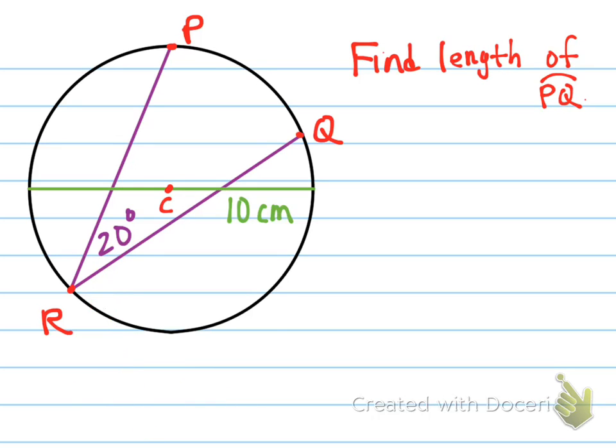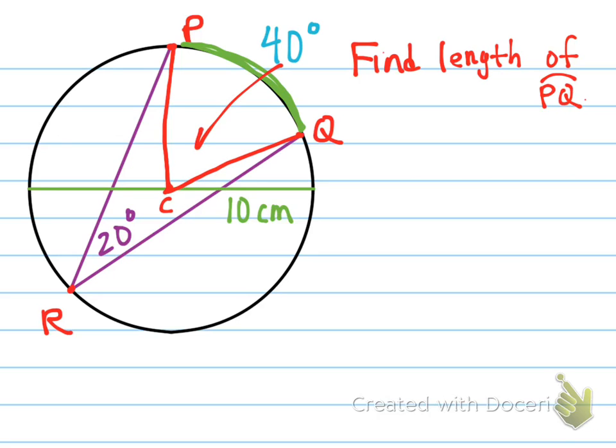A couple things we need to realize here. Arc PQ is not 20 degrees of rotation. So think to yourself, how many degrees of the circle is this? Hopefully you've realized by now that there's a 2-to-1 ratio between the inscribed angle and the arc, and that's 40 degrees. One way to recognize that is that the central angle, which is created right here, these two are the same, but this is half of it.